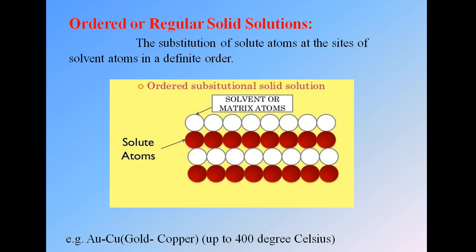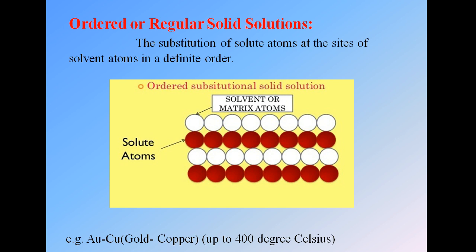Initially we have only white spheres, which is the solvent, and after some time we replace the white spheres with orange spheres, so we form a solution. But when we form the solution, we keep order in it. We have placed the solute in such a way that it looks systematic. So this solution is called an ordered or regular solid solution. An example is Au-Cu.